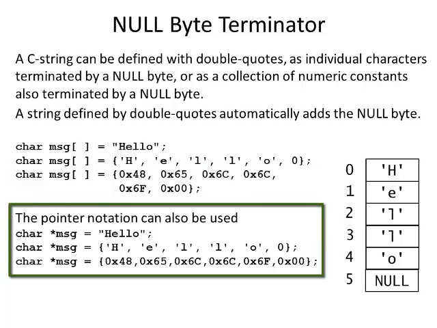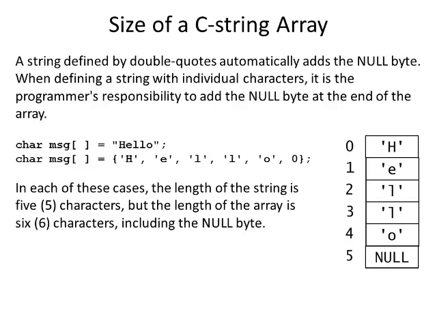So the pointer notation could also be used here. Whether I use the array notation or the pointer notation, I can still load up an array and initialize it at the same time. Now, the size of a C string means the number of characters, so that's string length. And you can get that, there's an strlen function, which is part of the C string functions. So strlen is going to tell me how many characters are in the string, not counting the null byte.